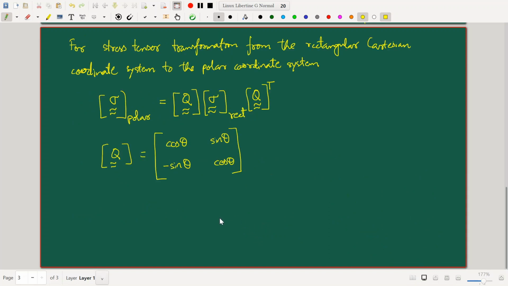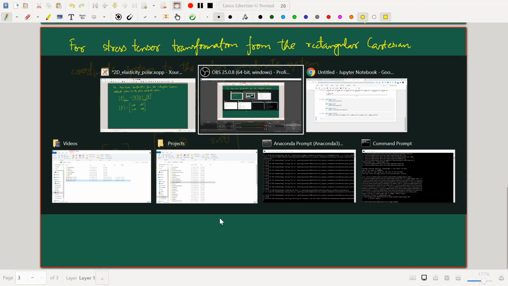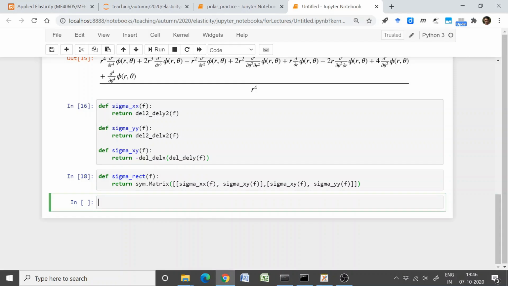So we can go back to Jupyter Notebook and implement this definition. So q is equal to, we need two rows here. So cos theta, sin theta, minus sin theta, cos theta.